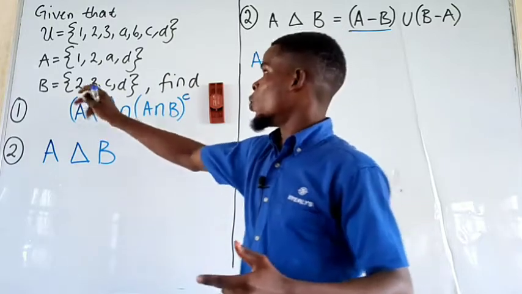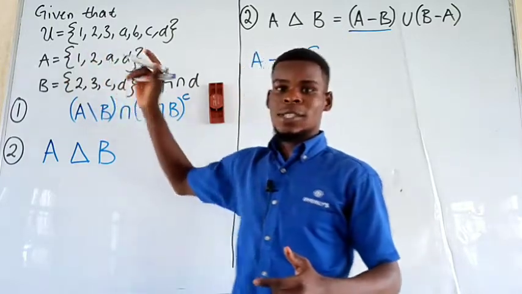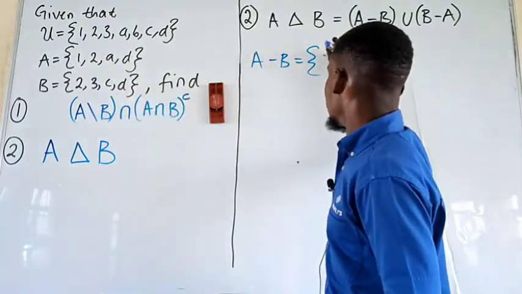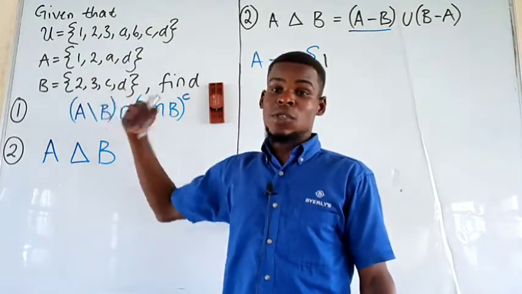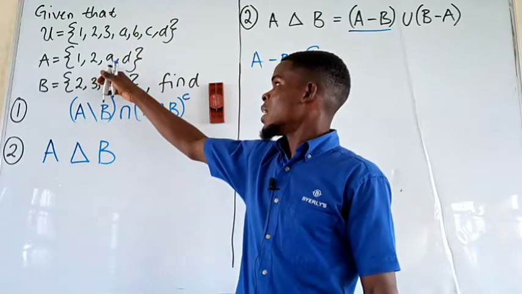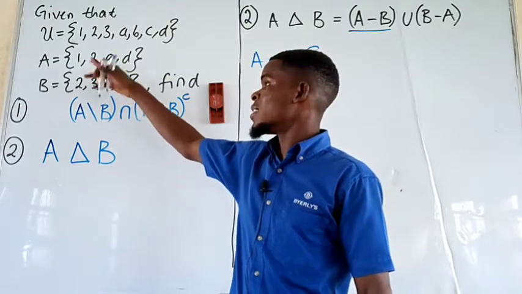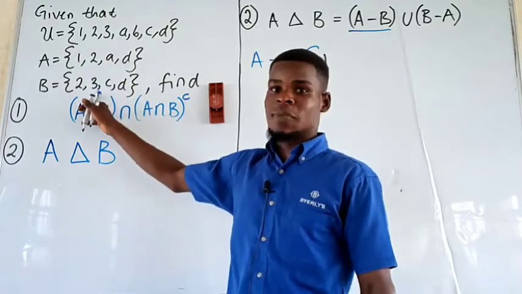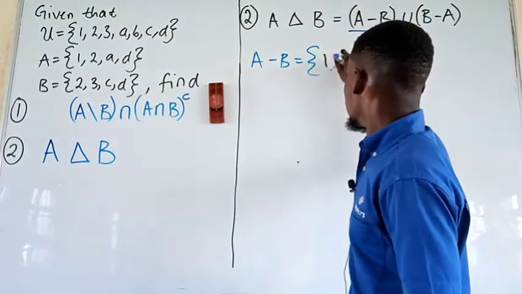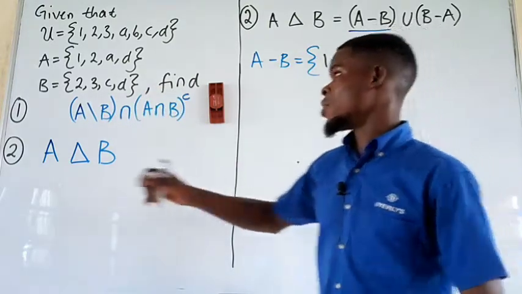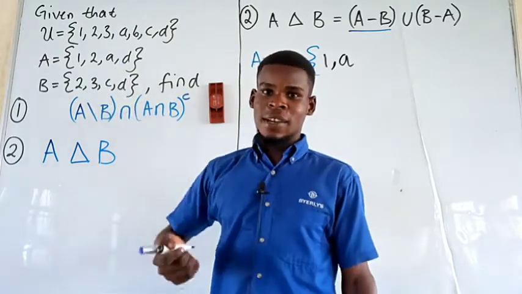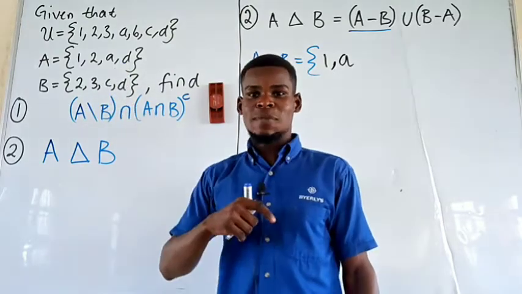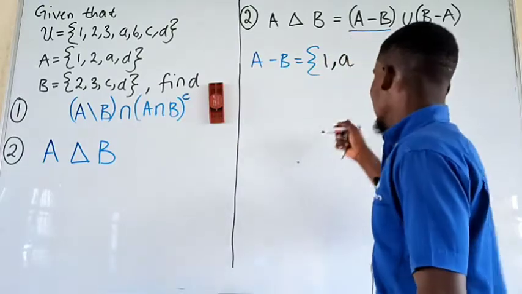So we look at 1. 1 is in set A, and 1 is not in B, so we will pick that one. We look at 2. 2 is in A, and 2 is in B. We don't need 2. We look at the little a. a is in the set A, but it is not in B, so we pick it. It satisfies the definition. We look at D. D is in A, but D is in B. D is in A and D is in B, so we will not pick it.